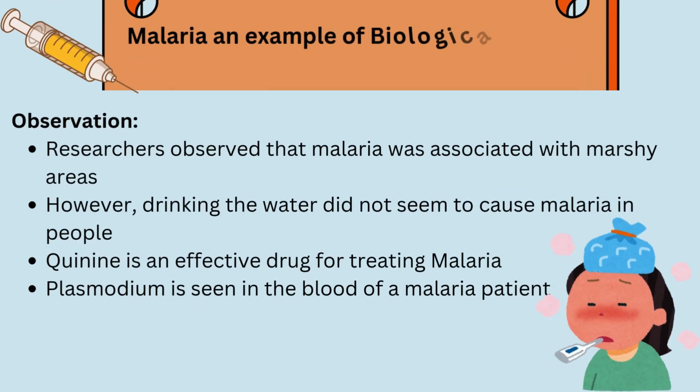Researchers observed that malaria and marshy areas have some relation. Quinine is an effective drug for treating malaria. Drinking the water of marshes does not cause malaria. Plasmodium is seen in the blood of a malarial patient.